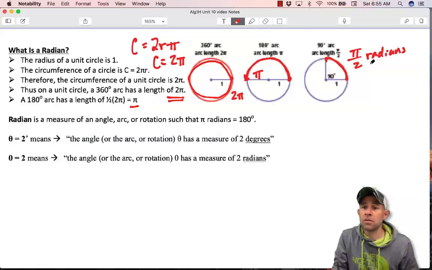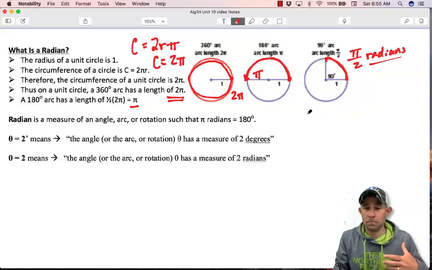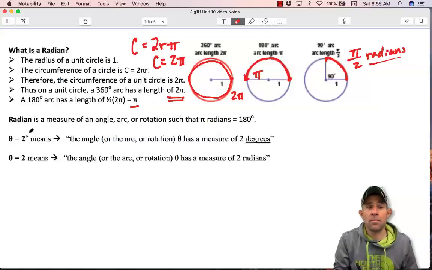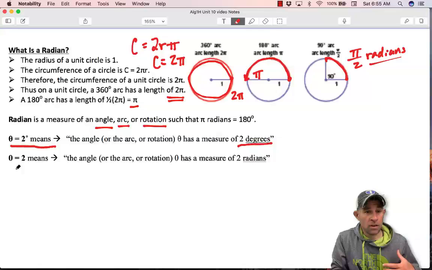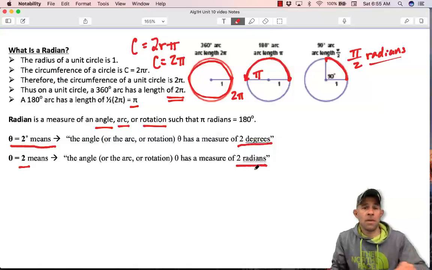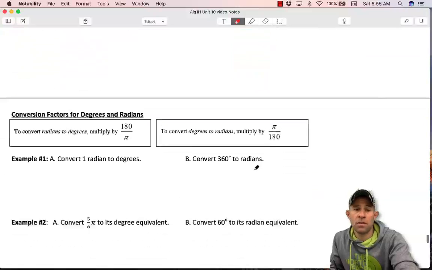So we're going to learn to measure some of our angles or thetas using the radian measure. Now, a radian is simply the measure of an angle, an arc, or a rotation such that pi is equal to 180 degrees. A couple of notation things: whenever you see a theta that has a degree mark, this means that we're measuring in degrees. However, if you see a theta that's just given in terms of a number, this means that we're measuring in radians. All right, let's take a look at a few examples.